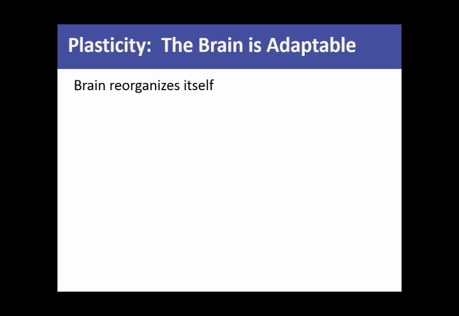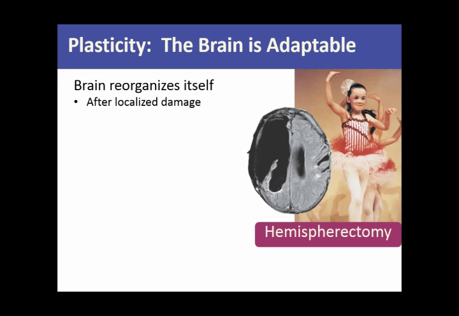One of the ways that we know how plastic, how moldable the brain is, is that the brain can actually reorganize itself after localized damage. Here we have a picture of a little girl who had a disorder called Rasmussen's encephalitis. It's an infection that was able to cross the blood-brain barrier. Most infections can't, but certain encephalitis viruses and bacteria can, and certain viruses and bacteria that can infect the meninges and cause meningitis can cross the blood-brain barrier. In this case, she contracted Rasmussen's encephalitis.